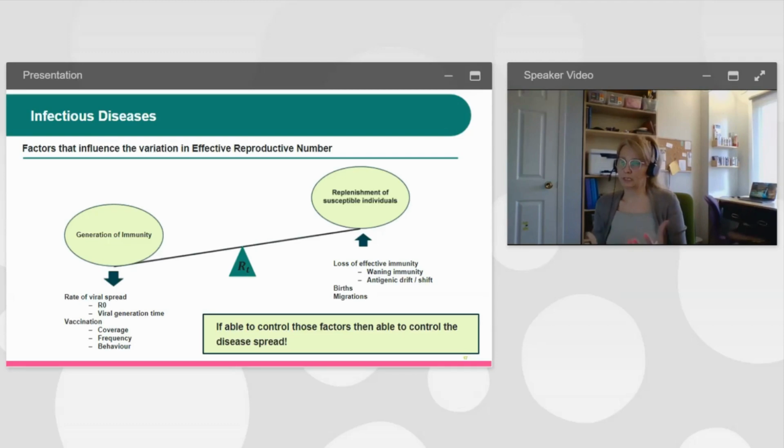So what is the takeaway from here? If we are able to develop measures that can control those factors, and by controlling them, reduce the number of infected cases and control the epidemic, we would be able to control the disease spread. And the question is, how can we do that? And for that, I'm going to pass to Richard for further explanation. Thank you.